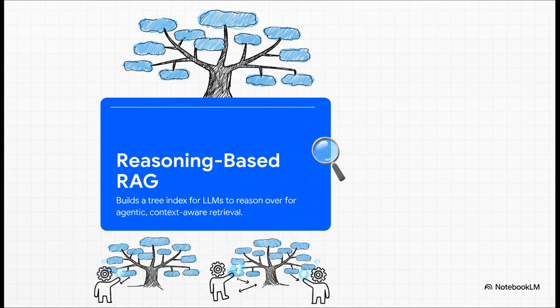So this is the key definition right here. A reasoning-based RAG like PageIndex builds a hierarchical tree index. You can just think of it like a super-powered, intelligent table of contents that's built specifically for an LLM to read. The model can then perform what's called an agentic tree search, basically navigating the structure all on its own to find the precise context it needs.